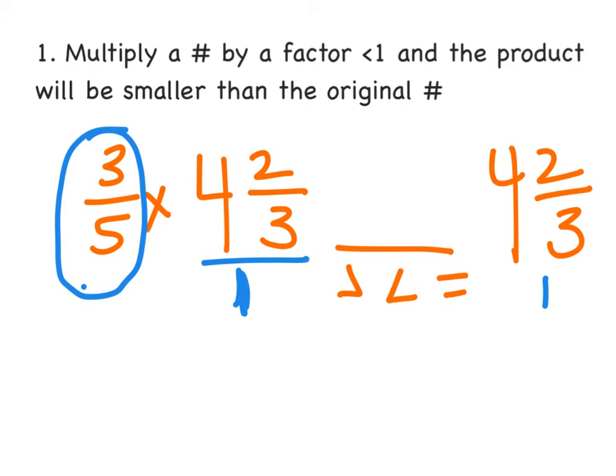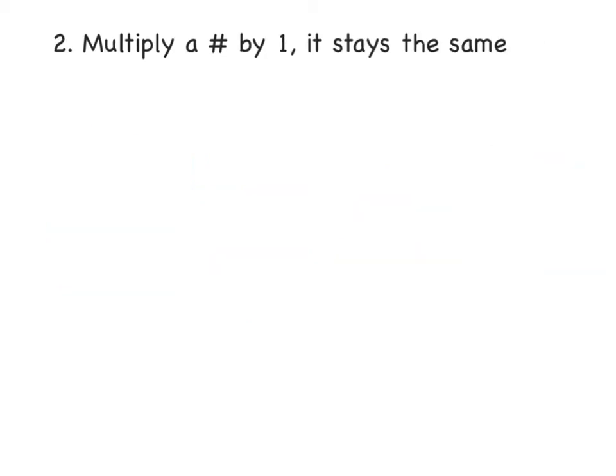So if I'm taking just a part of 4 2/3, I will have less than 4 2/3. So this will be less than 4 2/3. So less than would be the correct answer. Okay, another example of rule 2.